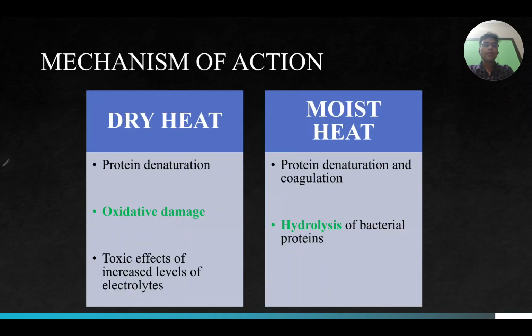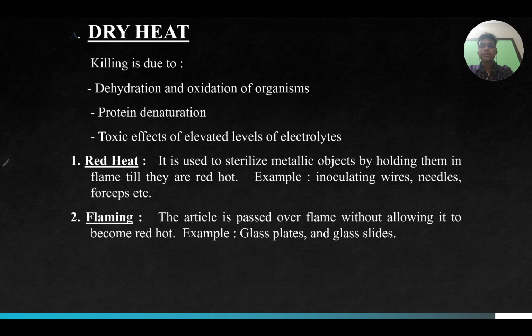Coming to the mechanism of action for dry heat and moist heat. In dry heat, we find that there is protein denaturation. In moist heat, there is protein denaturation as well as coagulation. There is oxidative damage in dry heat, and in moist heat, there is hydrolysis of the bacterial proteins. Now, if we talk about dry heat, the killing is due to dehydration and oxidation with protein denaturation.